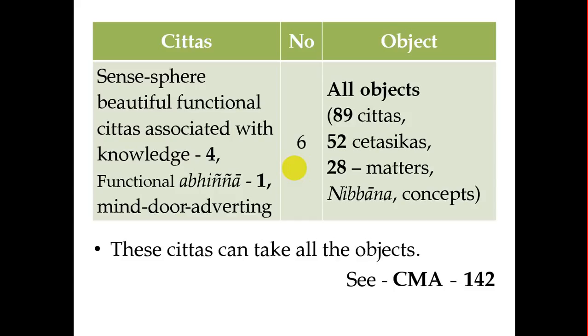So here, these 6 Cittas can take all the objects: sense sphere objects, sublime object, concept, supramundane one. Then in terms of Citta and Cittasika, we divide in this way, right? So here, all objects: 89 Citta, 52 Cittasika, 28 matters, Nibbana, concept.